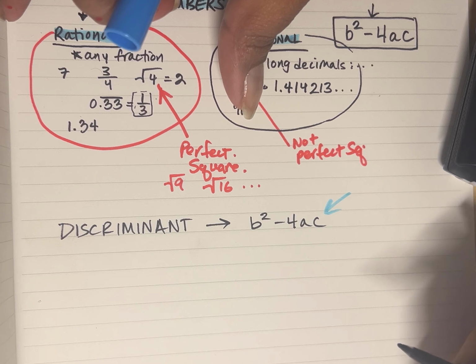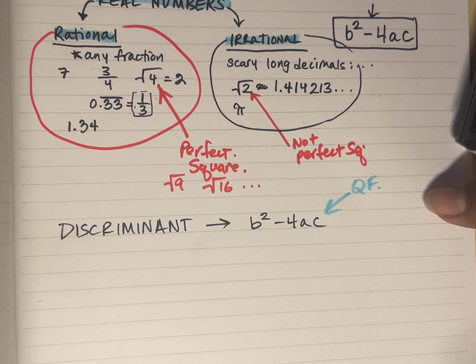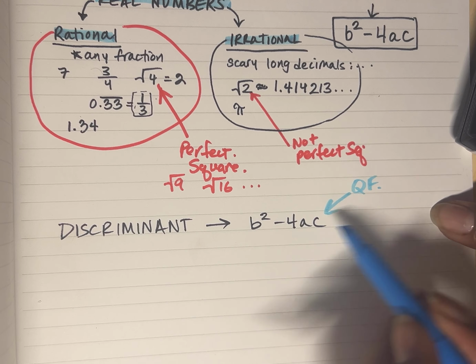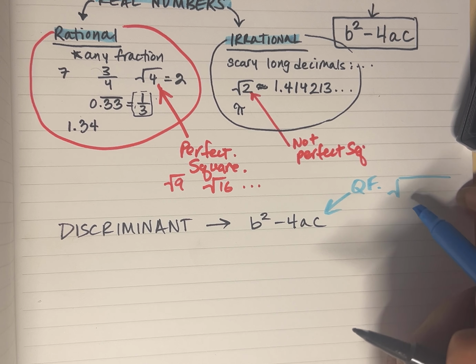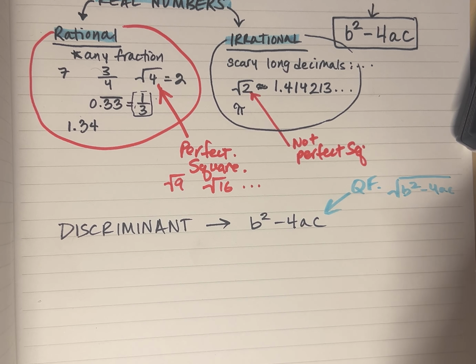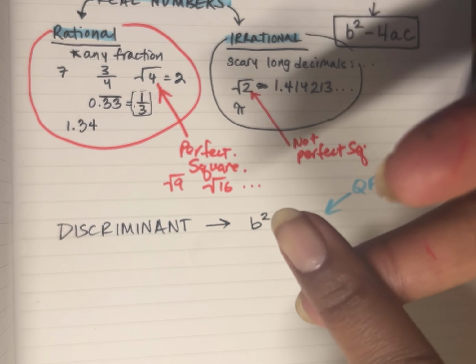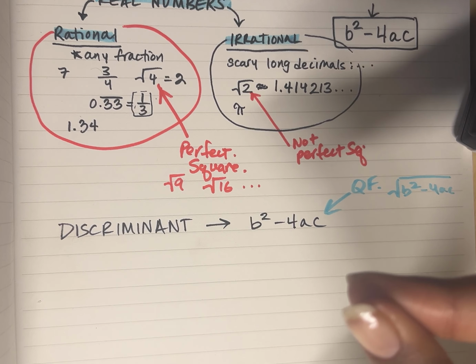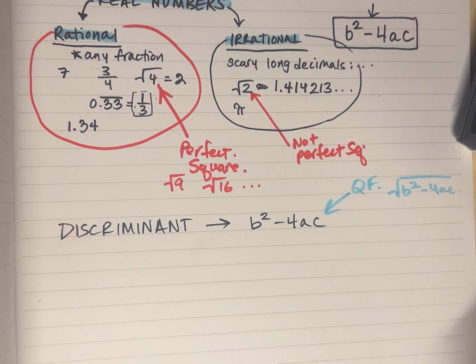This is in my quadratic formula, QF, and I'm writing it in a different color for a reason, because it's not part of the discriminant. The discriminant is without the square root. But it's important to understand what's happening here. Inside my square root, we can get a positive number, we can get a perfect square, we can get a non-perfect square, and we can also get a fourth choice, a negative number.